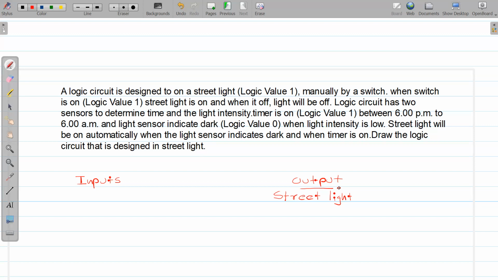There's a timer and there is a switch. And earlier, Udan said there is a sensor, right? So three inputs are there, right? So how are we going to recognize that? Now it says the logic circuit is designed to turn on a street light. So this is the output. The purpose is to turn on a street light.